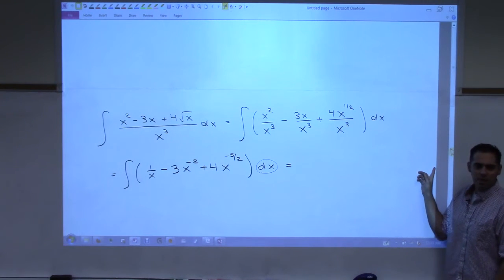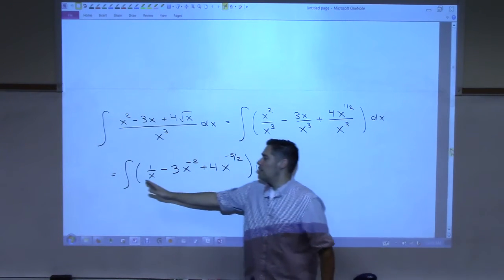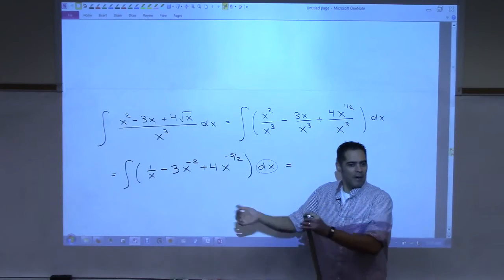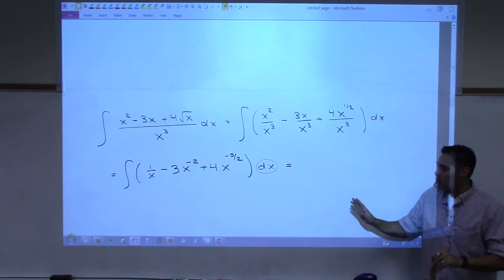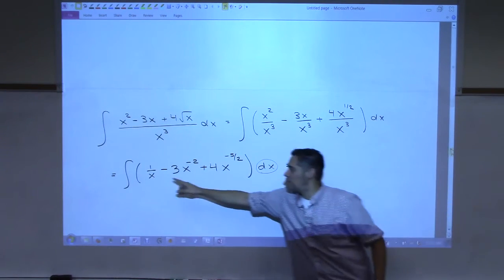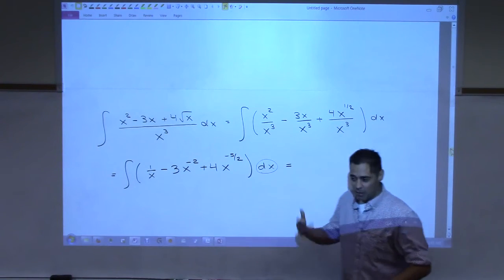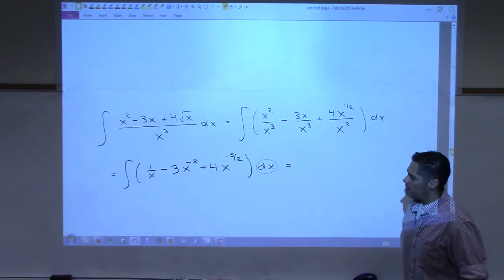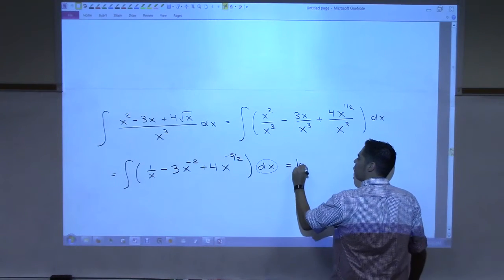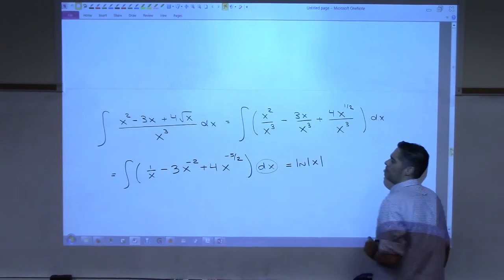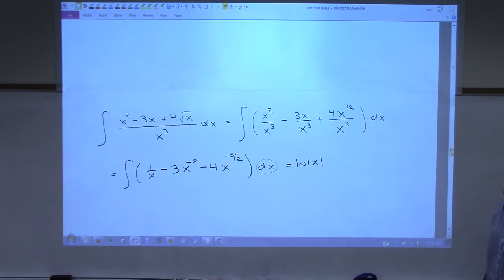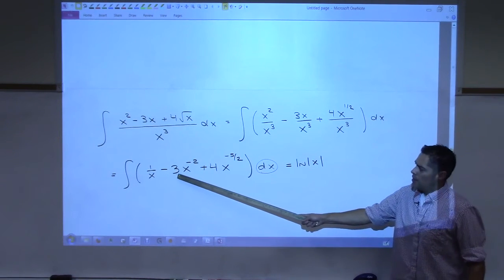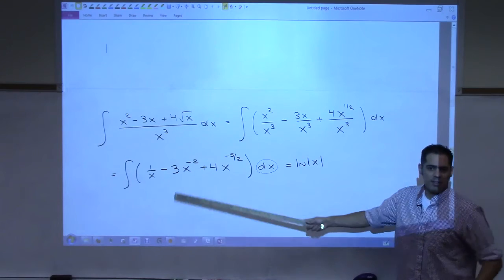Because people always ask me, what happened to this and what happened to this? Nothing. We're finding the antiderivative. That's it. But if you want something to happen, just say that this and this turn into plus c, so you don't forget plus c. All right. So the antiderivative of 1 over x is natural log of the absolute value of x. How about this one? Minus 3 is a constant, comes for the ride.